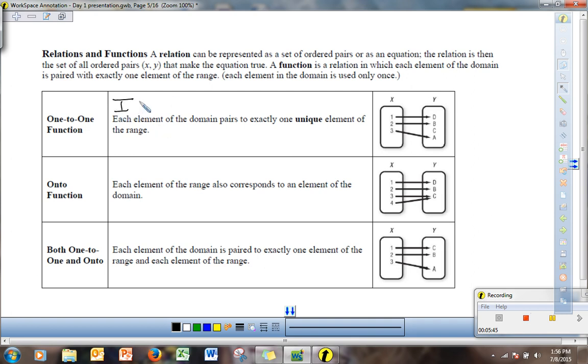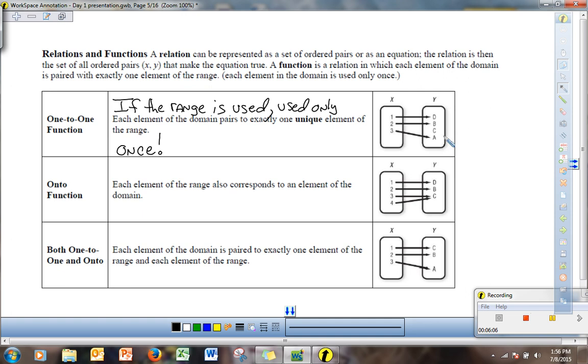If the range is used, it's used only once. So if the range is used, it's used only once. So we look at our y values. D was used once, B was used once, C wasn't used at all, but that's okay, and A was used once. So this is called one-to-one.